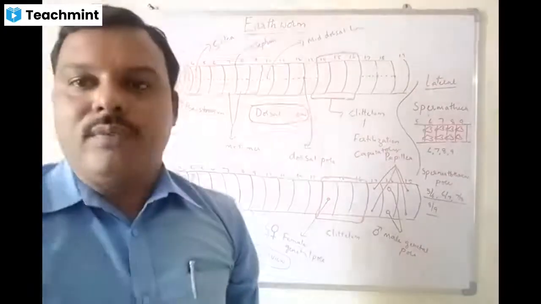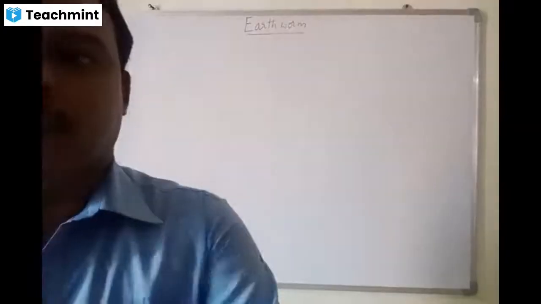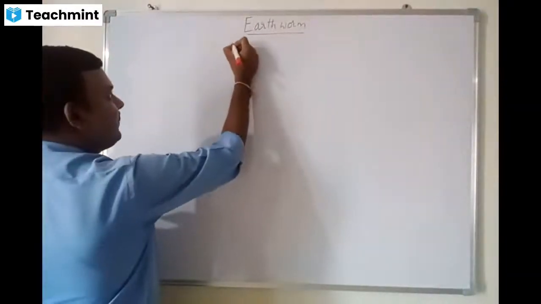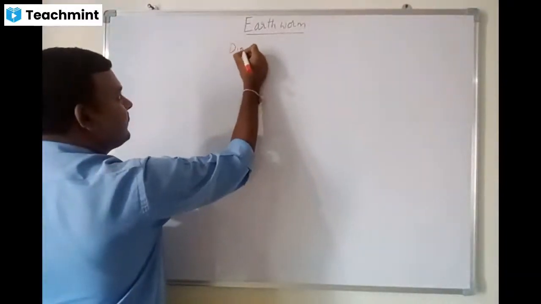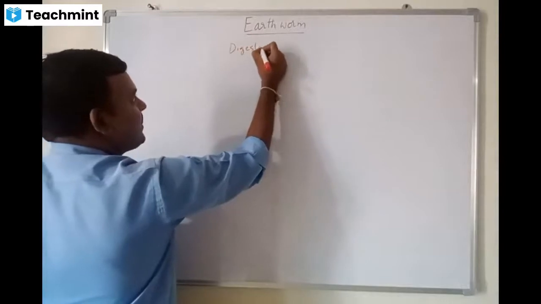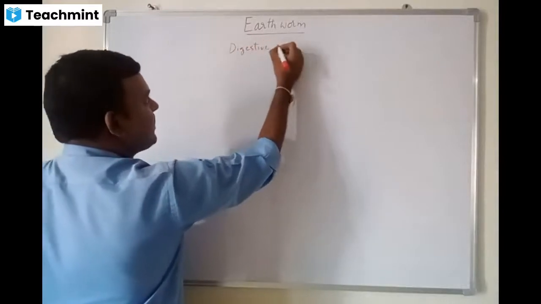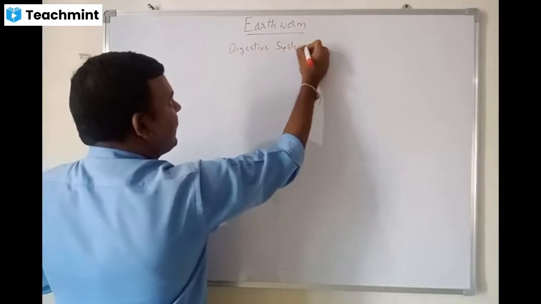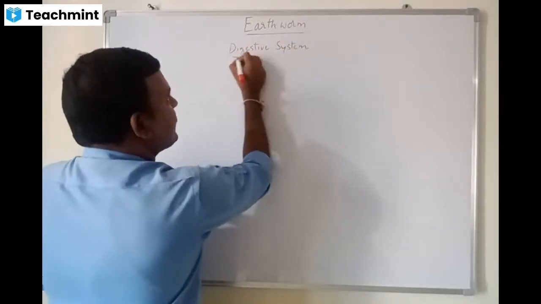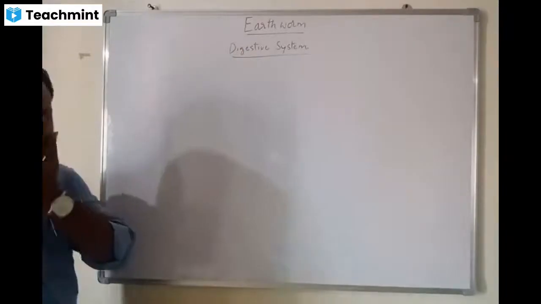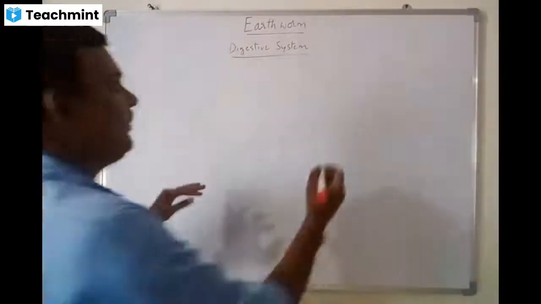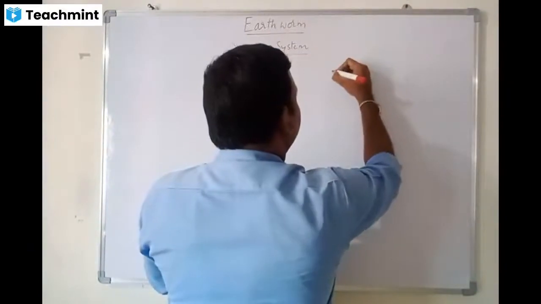Morphological structure of the earthworm. Now let us see the digestive system of the earthworm. The digestive system of the earthworm is a complete digestive system, having extracellular and intracellular digestion. Let me draw this.